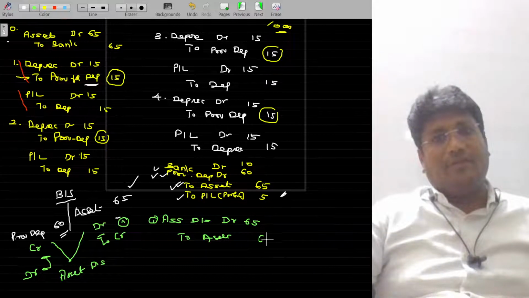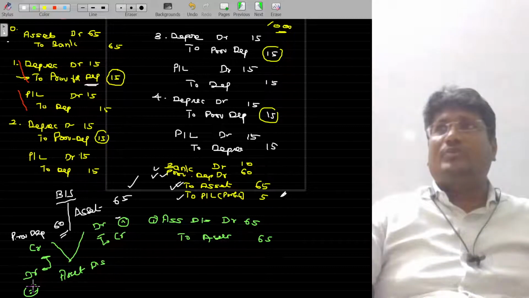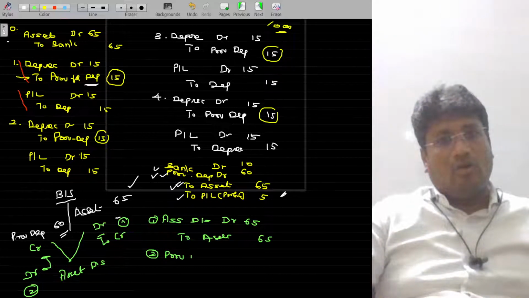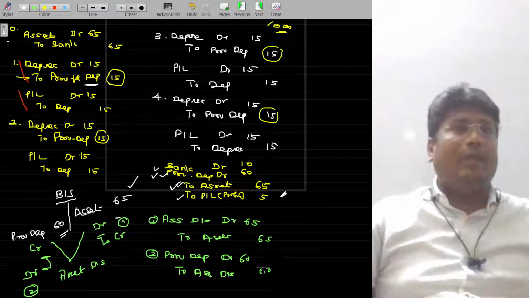65. Entry number 1. Entry number 2 is for transferring the provision for depreciation to the asset disposal account. The entry for this being provision for depreciation account debit to asset disposal account, the value being 60.